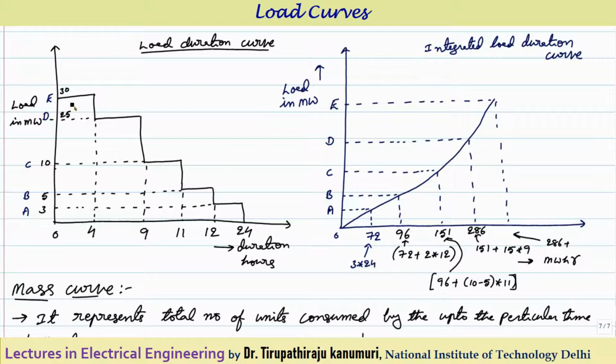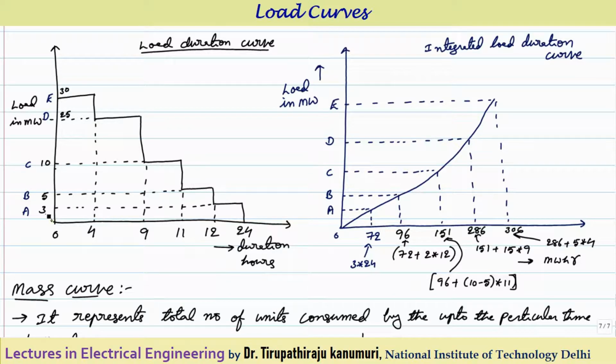Similarly, coming to this one, it will be 286 plus, how much is the difference? 30 minus 25, that is equal to 5. And for how much duration is it there? It is for a duration of 4 hours. That means this is 286 plus 20, that is equal to 306. It is nothing but the cumulative. You should go on adding. I am just summarizing or explaining this once again so that the confusion will go.